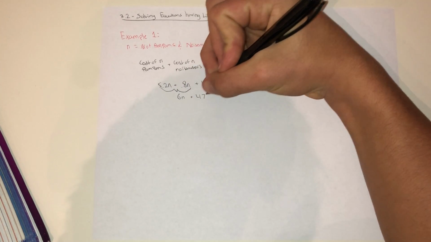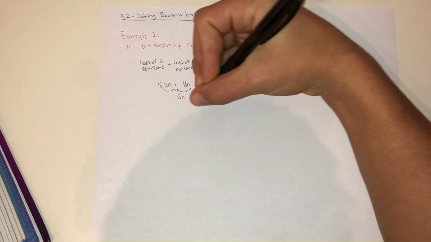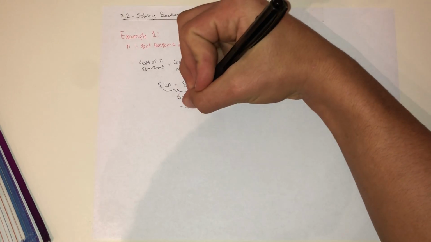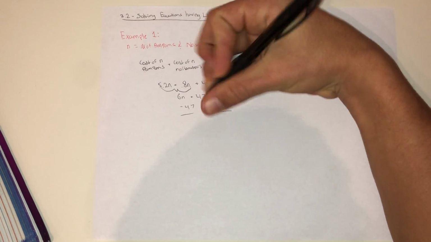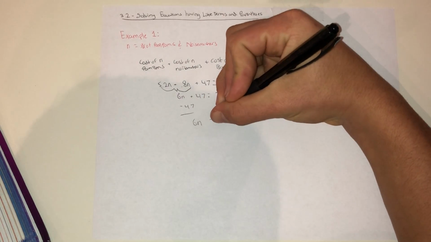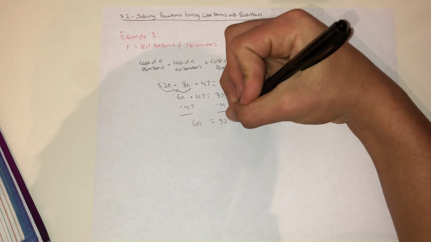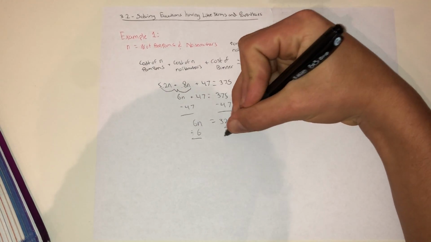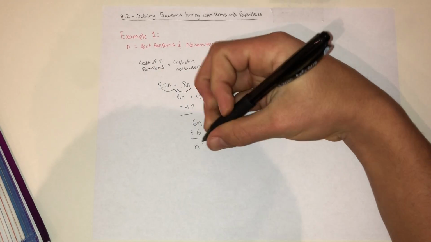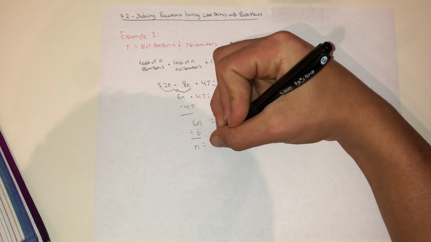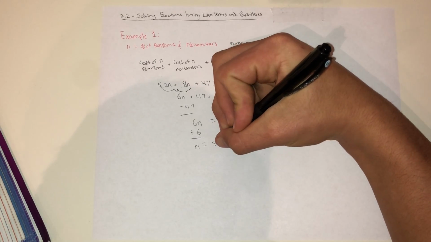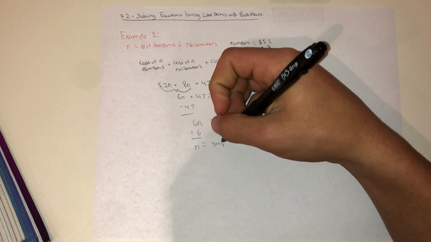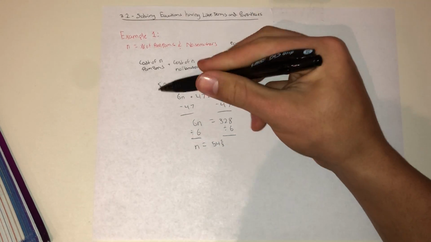Plus 47 equals 375. So now you have to isolate this term. It's being added by 47, so you have to subtract 47 from both sides. Minus 47. You get 6N equals 328. So now you have to divide both sides by 6. This is going to be N equals 54 and 2 over 3. So you could buy 54 and 2/3 pom-poms and noisemakers.